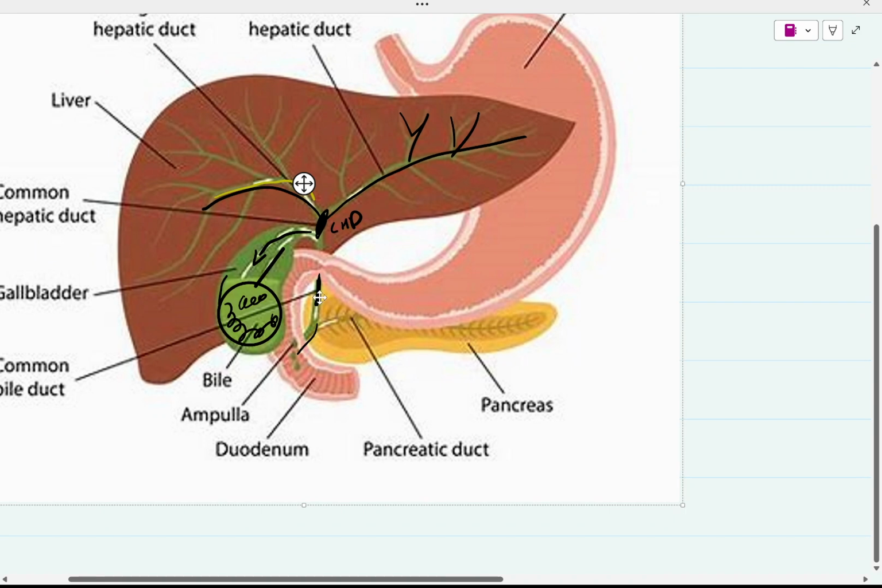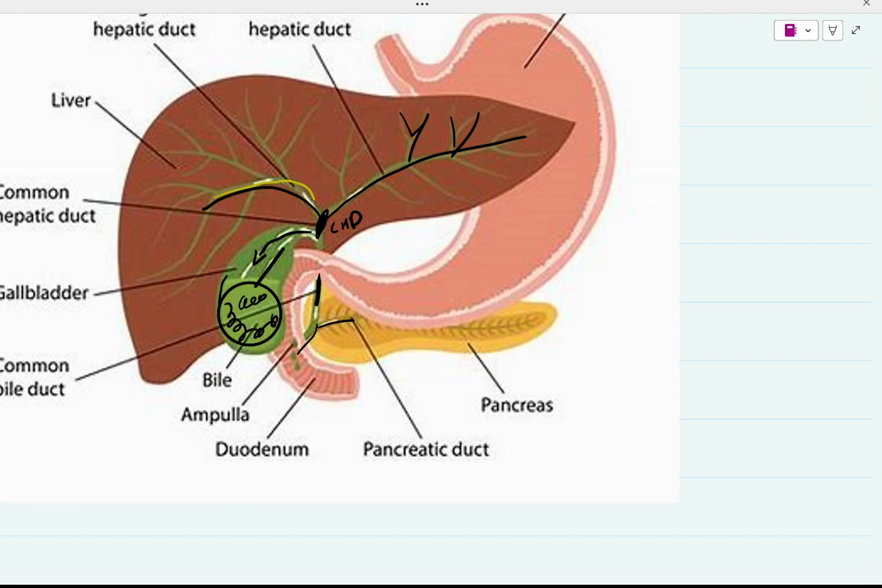After this, as bile reaches the second part of the duodenum, it is joined by the pancreatic duct. We have to emphasize this part. This part is the right upper quadrant.